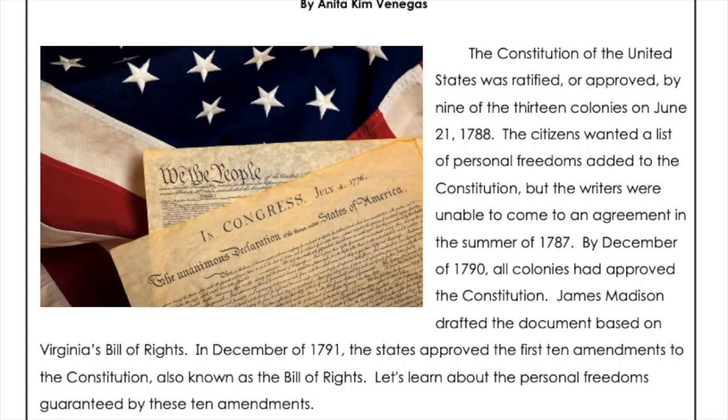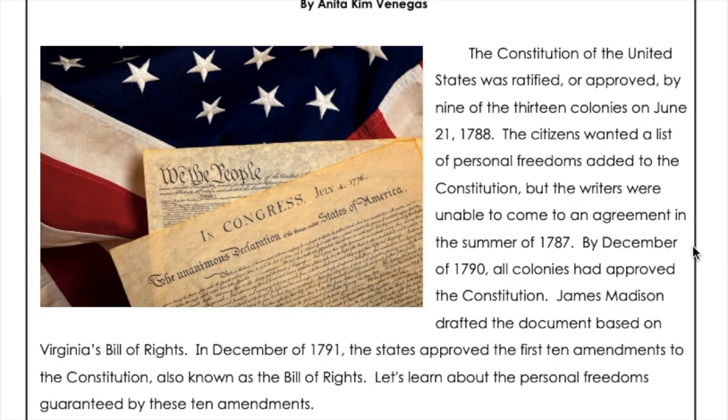Let's understand the Bill of Rights. The Constitution of the United States was ratified, or approved, by 9 of the 13 colonies on June 21, 1788. The citizens wanted a list of personal freedoms added to the Constitution, but the writers were unable to come to an agreement in the summer of 1787.